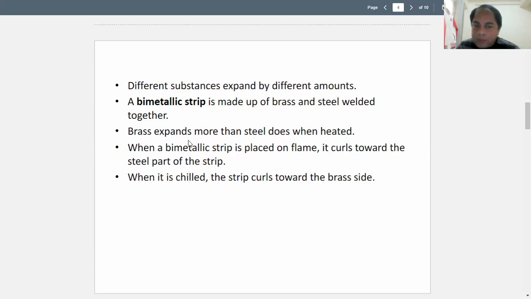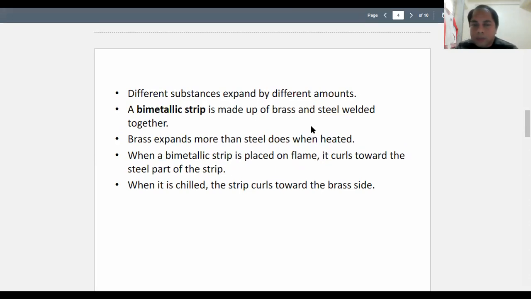So again, brass expands more than steel when heated. When a bimetallic strip is placed on a flame, it curls toward the steel part of the strip. Can you imagine that? So again, side by side, when the two materials are bonded together, it will bend when it is heated, or it will go back to its original shape when it is cooled. So the nature of thermal expansion.